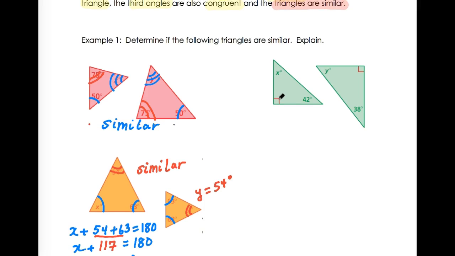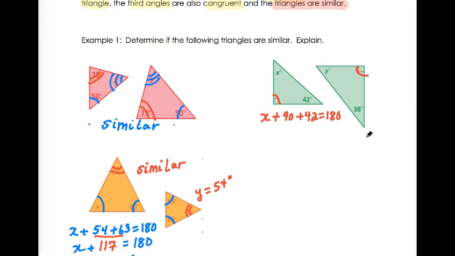In the last one, notice we have a 90-degree angle here and here. So they share one. And now similarly, we have one angle they share. We've got to figure out what x and y are and maybe if they're equal. Or if maybe the x angle is 38 degrees, and then we can see that these two triangles are similar. So let's set it up like we did the last problem. So this triangle here, we have x plus 90 plus 42 has to equal 180 degrees.